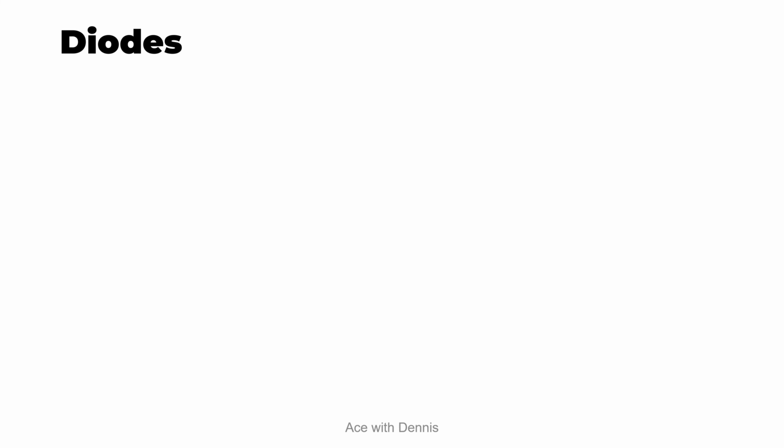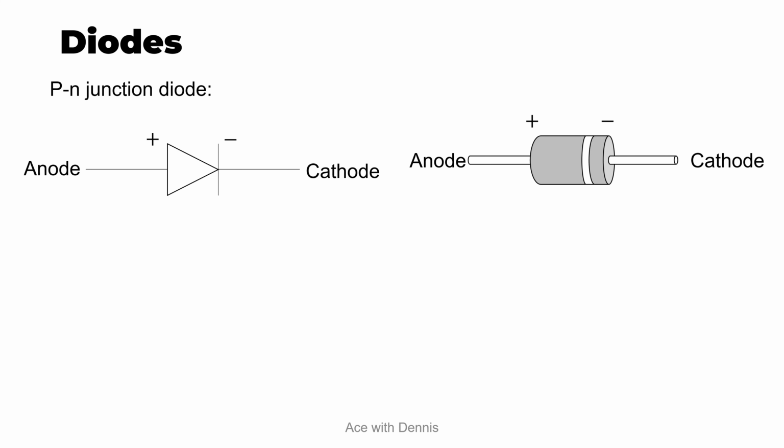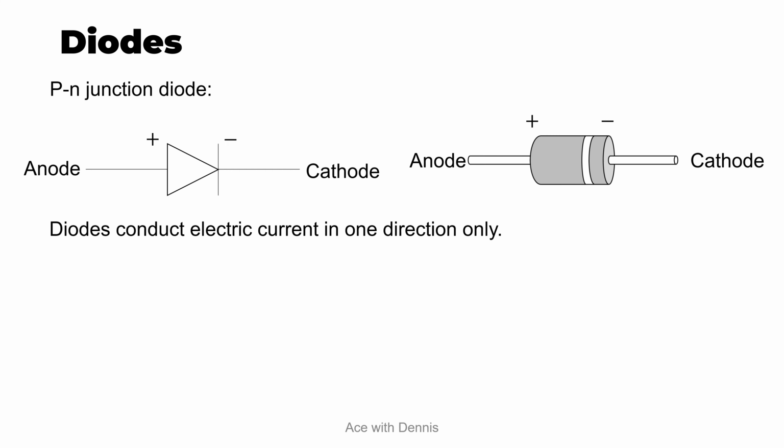The next electronic component that we want to discuss is diodes. The most common type of diode is the PN junction diode. This is the symbol of PN junction diode, where this is the anode of the diode and this is the cathode of the diode. In a physical diode, it will look like this. There is a stripe on one side of the diode which represents the cathode and the other end is the anode. Diodes conduct electric current in one direction only. A very common application of diode is the rectifier, which we have discussed in chapter 22, but I will revise it again in this chapter.